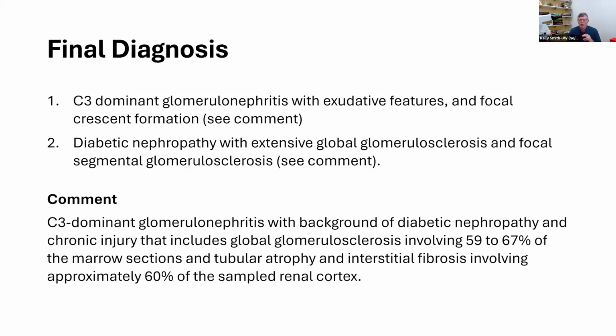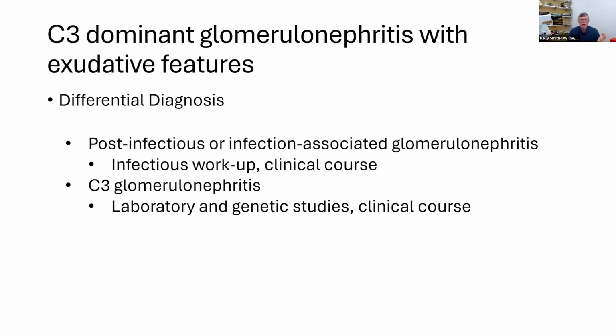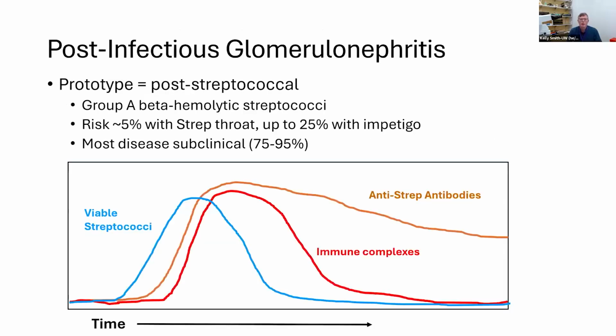Now, in this instance, since we have a lot of IgG deposition, it really doesn't meet criteria for C3 glomerulonephritis. If we didn't have IgG, that would be in the consideration. If you have a C3 dominant glomerulonephritis with exudative features, our differential diagnosis is post-infectious, an infection-associated glomerulonephritis. That's the obvious favored diagnosis in this case that really prompts an infectious workup and also is helpful to follow the clinical course to support that diagnosis. If we didn't have the IgG, we'd be also thinking of C3 glomerulonephritis, which would prompt maybe additional laboratory workup, genetic studies, and also following of the clinical course.